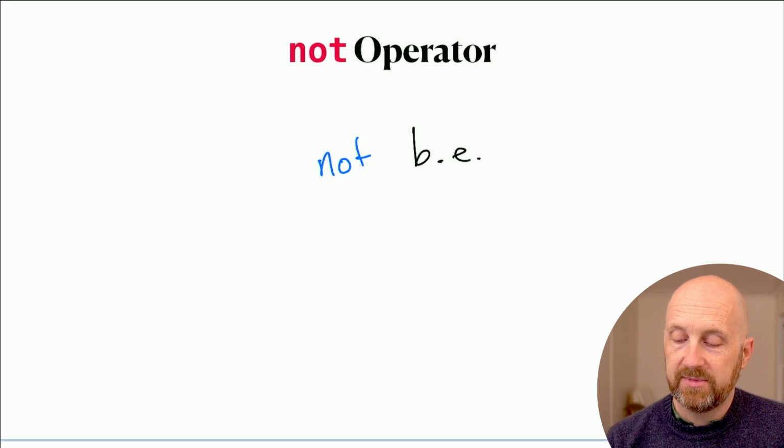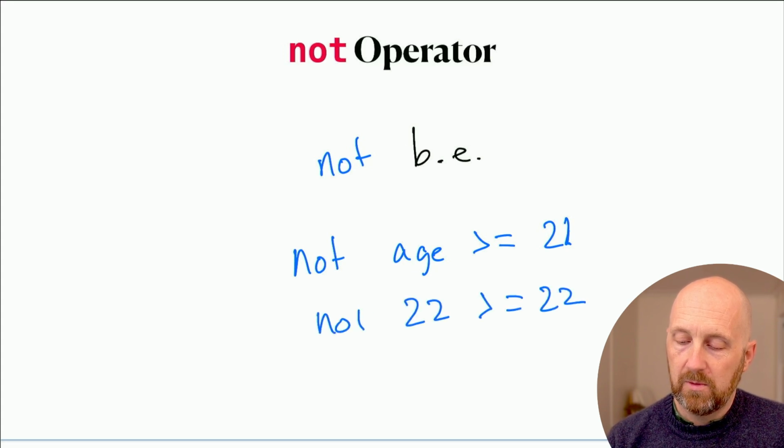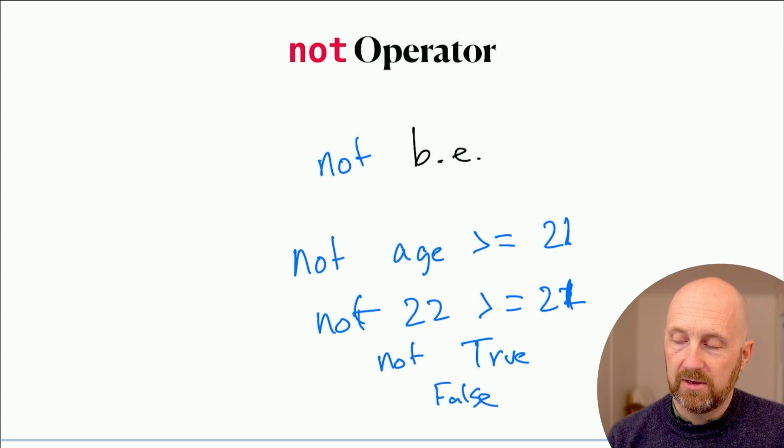So if you were to write something like not age greater than or equal to 21, let's just do 21. And let's say age is 22. Well, this would evaluate, oops, this was 21. This would evaluate to true, but because we have not in front of it, not true is false. So the effect of not is it flips the Boolean expression. It's the opposite of whatever it is.